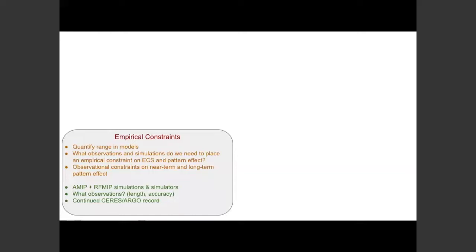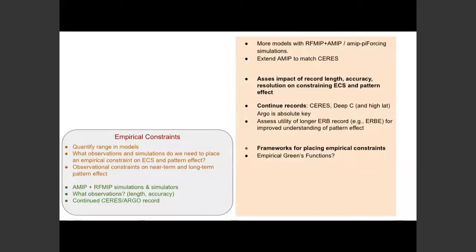Right now, we're very heavily relying on a relatively small model subset. The nice thing here is, for a lot of these issues, there were very concrete ways forward, and some are relatively easy. We just need more model runs to diagnose the forcing. Come on. We're forcing these models, and we don't really know what we're forcing them with. So more RFMIP. Another one that came up, I think, in every one of the working groups is extend the AMIP simulations to match the record so we can do this observation consistently.